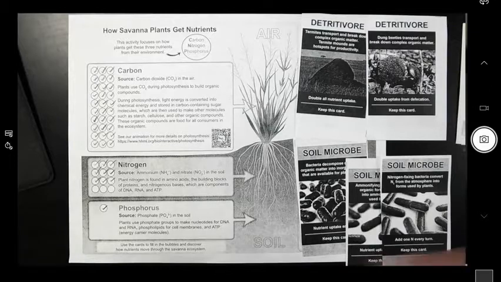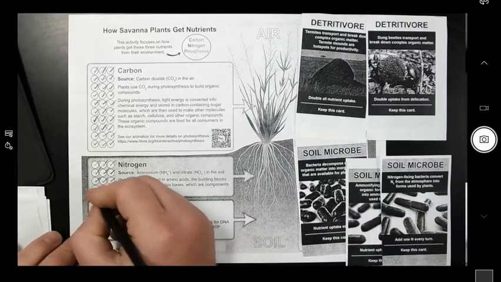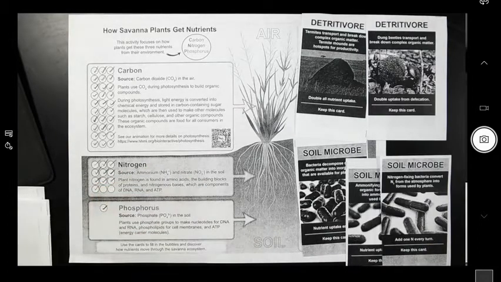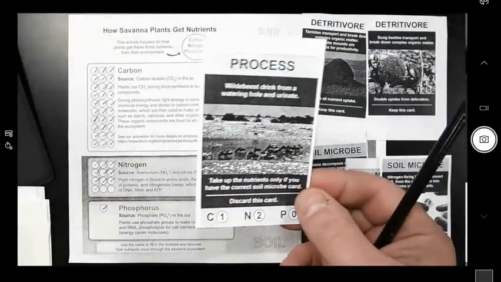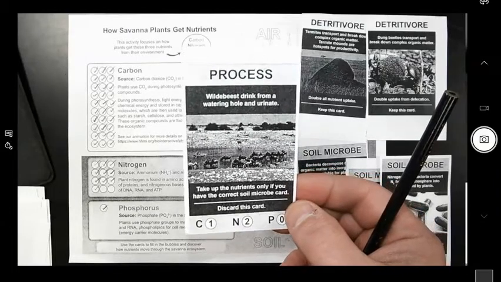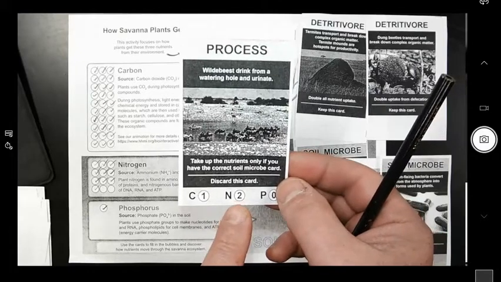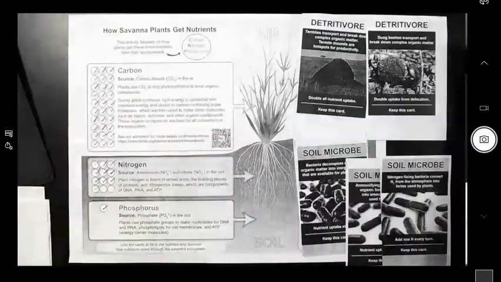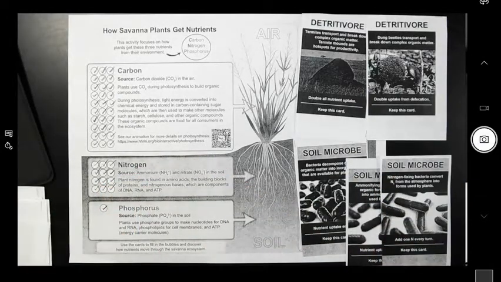Right? Run out of cards. I'm going to quickly turn this over. Shuffle just a little bit. All right. So this turn, I get 1 nitrogen here. And then let's see what we have. Oh, it's this one again. Wildebeest drink from a watering hole and urinate. Right? So 2 nitrogen, we have now filled all of our boxes.